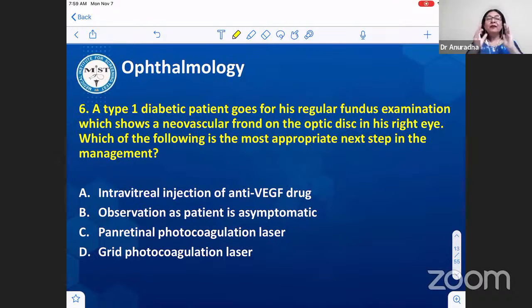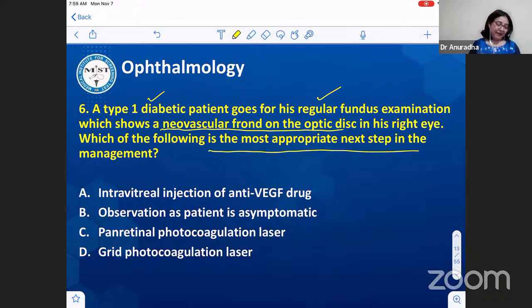A type 1 diabetic patient goes for his regular fundus examination. So what is the patient? He is a type 1 diabetic, going for a regular fundus examination. That patient doesn't have any problem. But it shows a neovascular front on the optic disc in his right eye. So this is the important information: neovascular front on the optic disc. Which of the following is the most appropriate next step in the management?